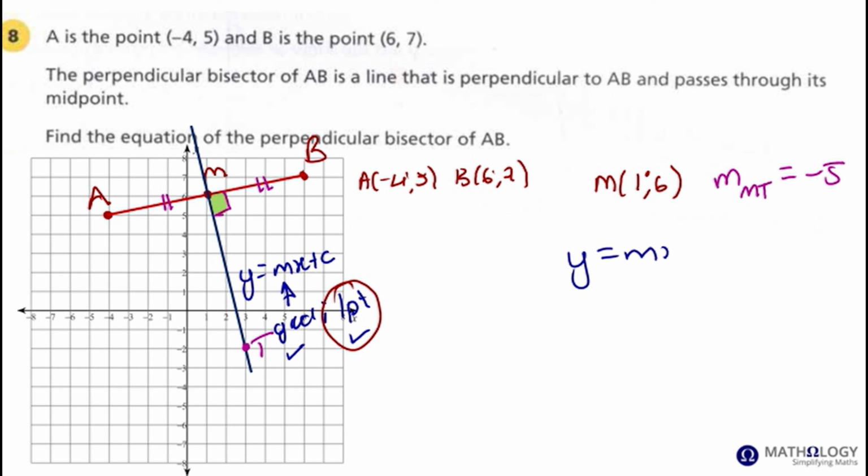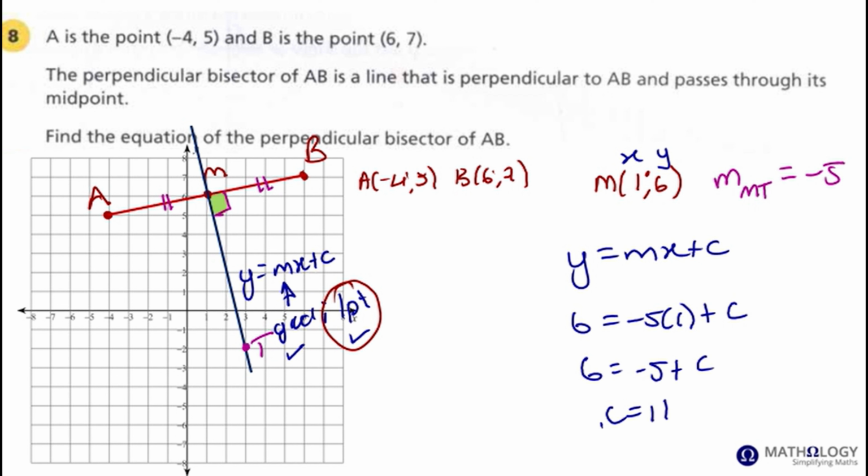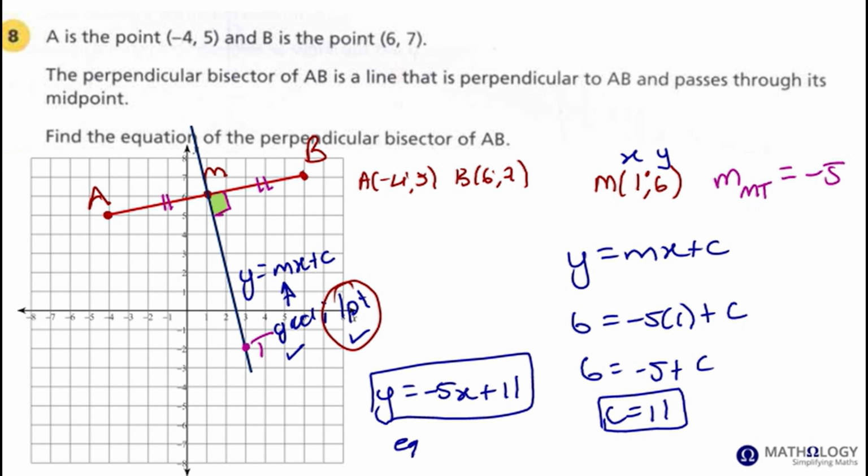So y equals mx plus c. x is 1 and y is 6. So 6 equals m is -5, -5 times 1 plus c. 6 equals -5 plus c. c equals 11. So y equals -5x plus 11. And this is the equation of MT, the perpendicular bisector of AB.